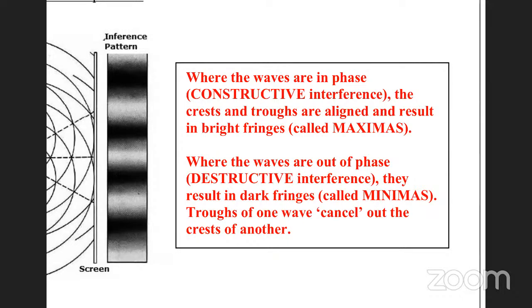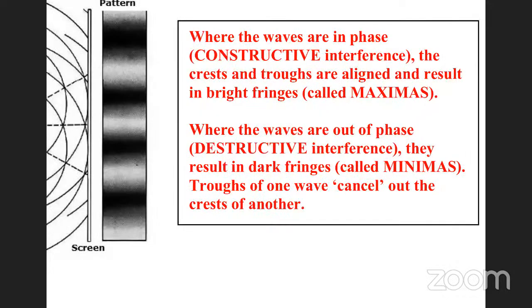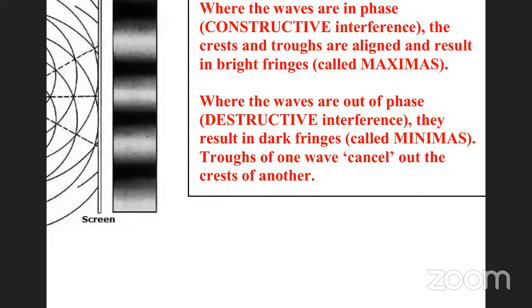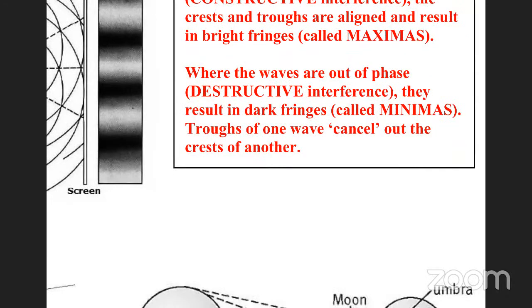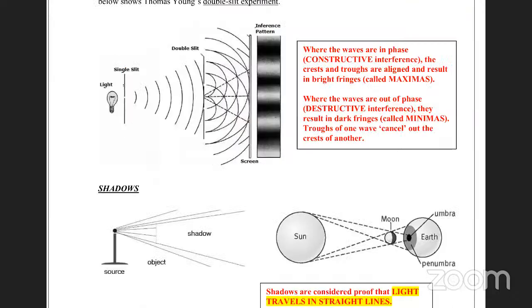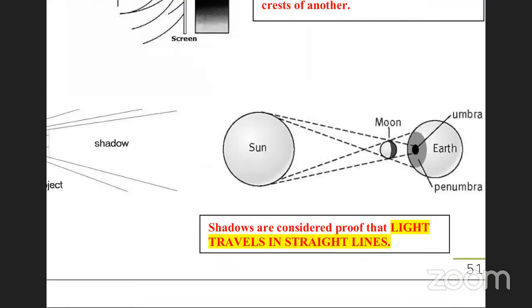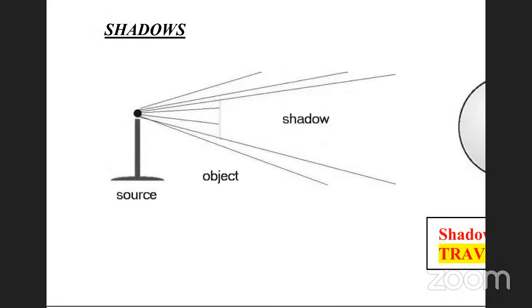Okay. So when waves are in phase, constructive interference happens, crests are aligned, and they result in bright fringes called maxima. When the waves are out of phase, destructive interference occurs, and they result in dark fringes called minima. Troughs of one wave cancel out crests of the other. Okay. Shadows are considered proof that light travels in straight lines. That's one of the things that they ask you to prove sometimes, that light travels in straight lines, right?